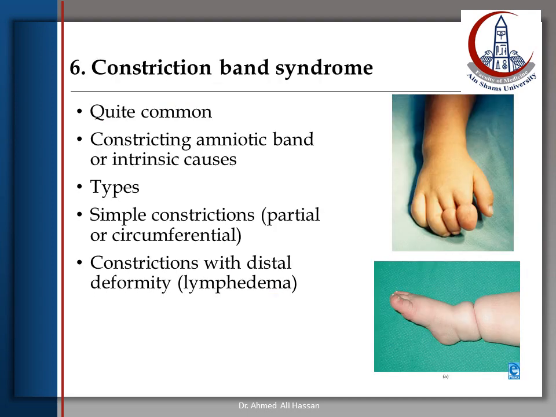The last type of congenital malformation is constriction band syndrome, quite common, caused by constricting amniotic bands or intrinsic causes. We see it very commonly immediately after delivery. It is either a simple constriction, partial or circumferential, or constriction with distal deformity, where the constriction may cause distal edema or distal malformation.